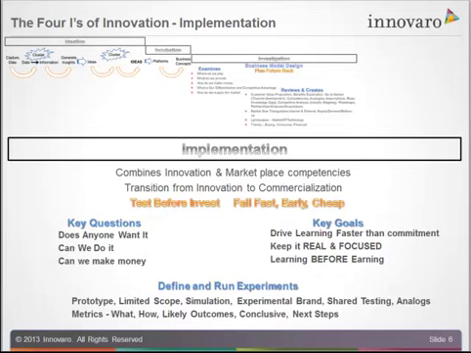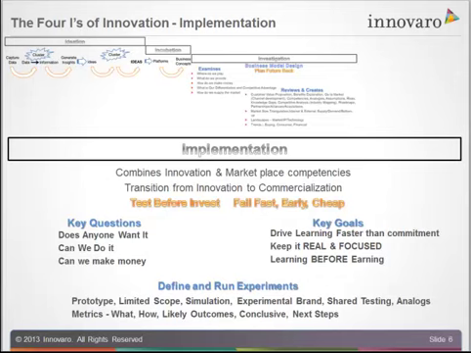And the key questions we're going to look at here is, does anybody want this? Right? And the second one is, can we do it? The third is, can we make money? Right? And in this, the key goals are really about driving learning faster than commitment. How do we know what we're doing before we get there really fast?